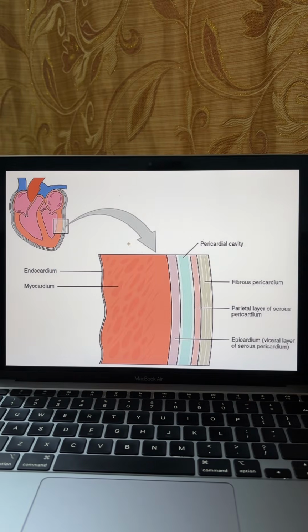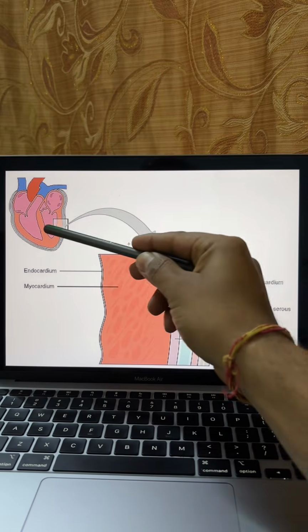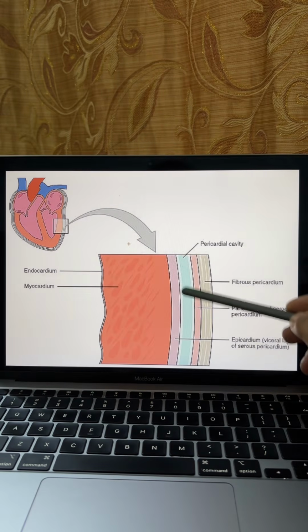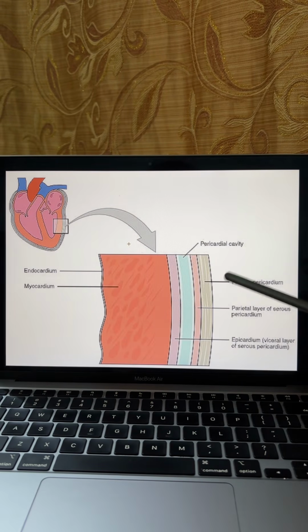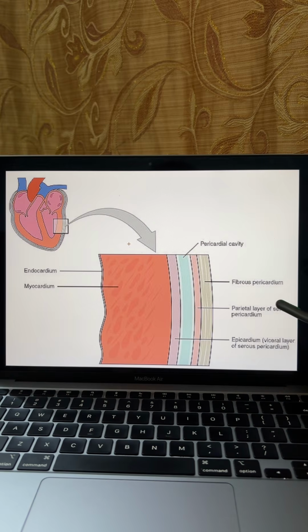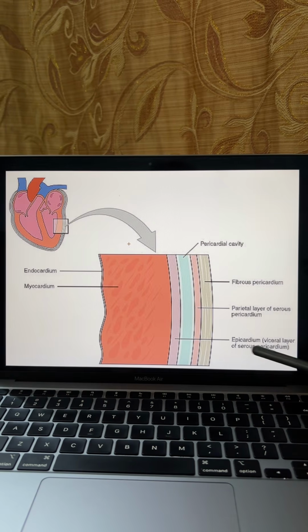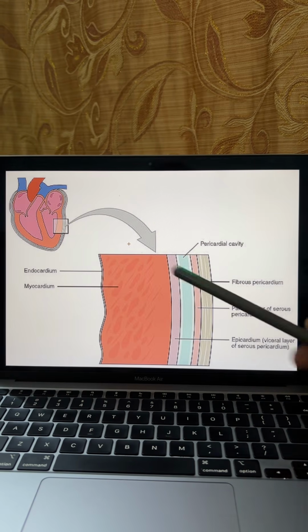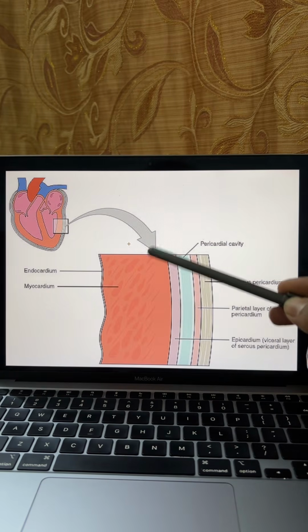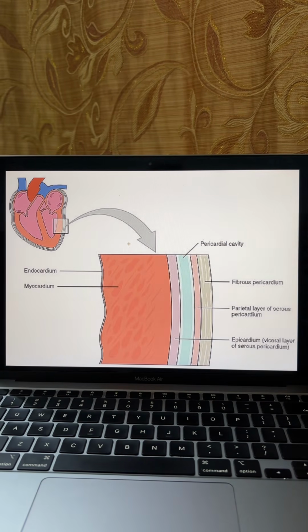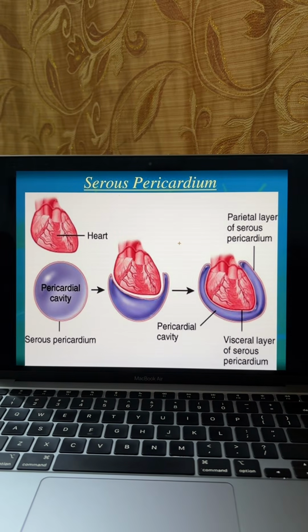Then we will see in the lecture how this pericardial cavity, where the pericardial fluid exists, forms, how the fibrous pericardium forms, how the parietal layer of serous pericardium forms, how the epicardial layer forms, and how the endocardium and myocardium form. We'll talk about how these layers form in the development of pericardium. That's the same picture as before.